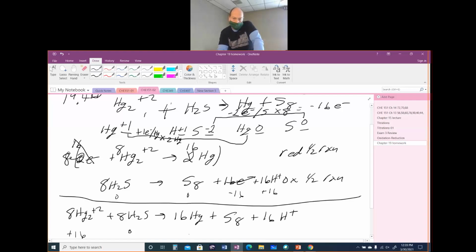So the total is 16. Here we have 0, here we have 0, here we have plus 16. So there is your balanced oxidation reduction half reaction, or full reaction.